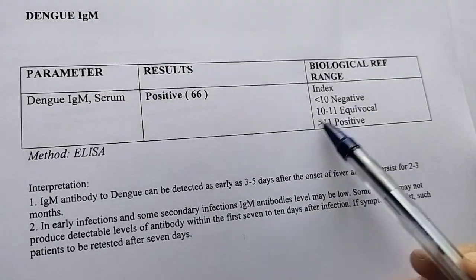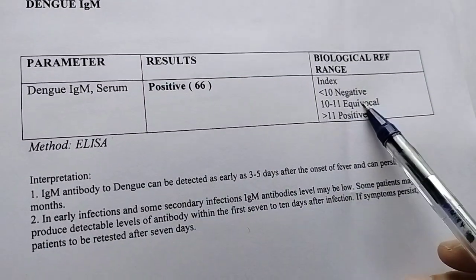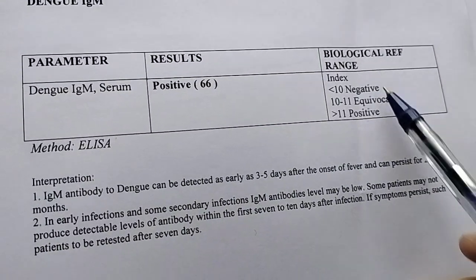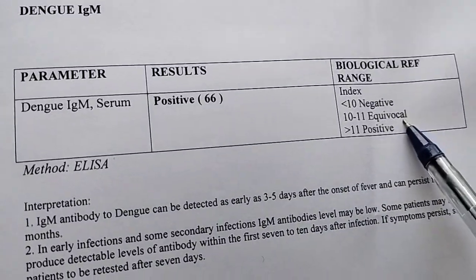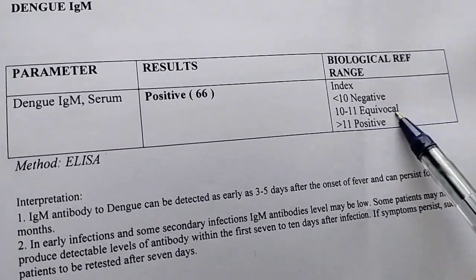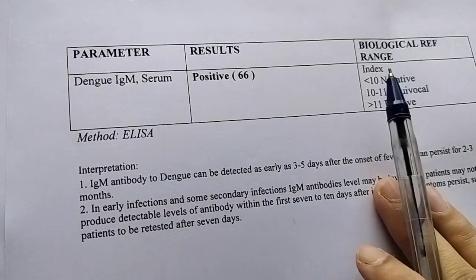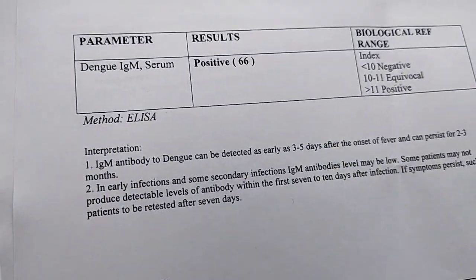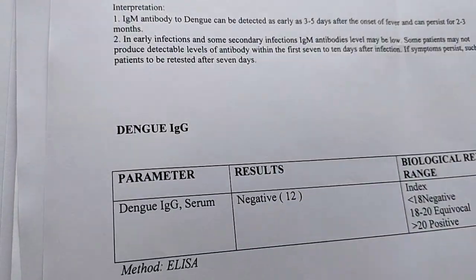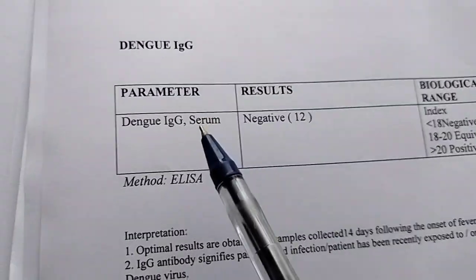Now what is equivocal? Equivocal is nothing but a borderline result where the result is neither clearly negative nor positive. So what you do in these cases, it is better that you repeat this test, preferably after some time, after a few days. So you get a conclusive report, either positive or negative. And at the bottom there is some interpretation. You can read this interpretation to understand the methodology of the test.